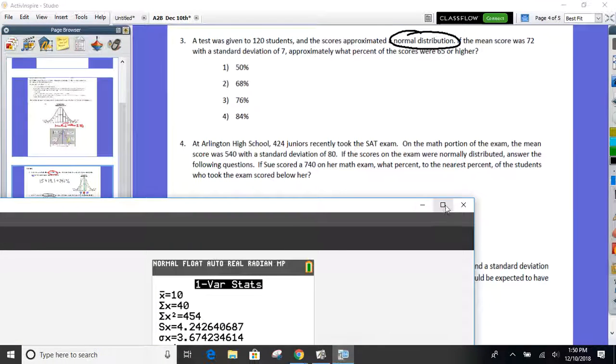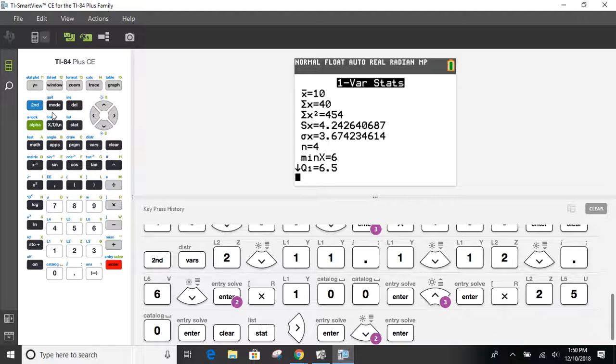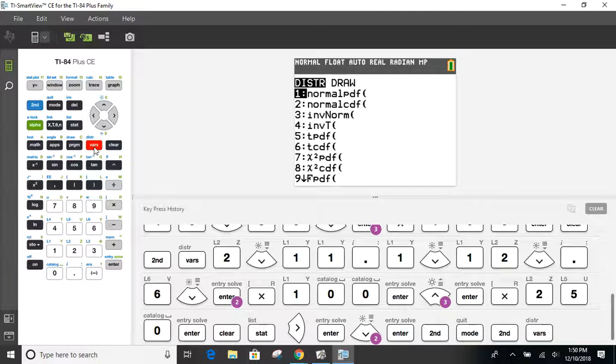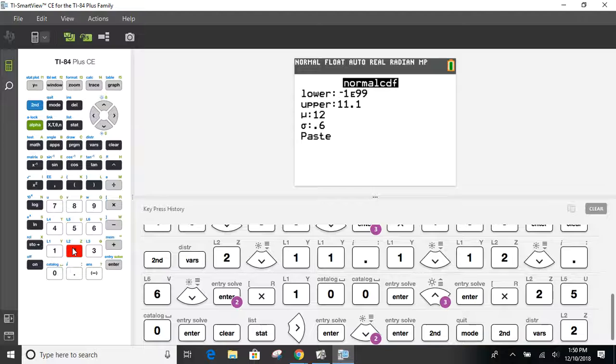On your calculator, blow that sucker up. Above the VARS button you have DISTR, short for distribution, which is what we're doing. So second, VARS. Guys, there is only one we're going to attack this unit, and that is number 2, normal CDF. That's the only one we're going to use on this screen.